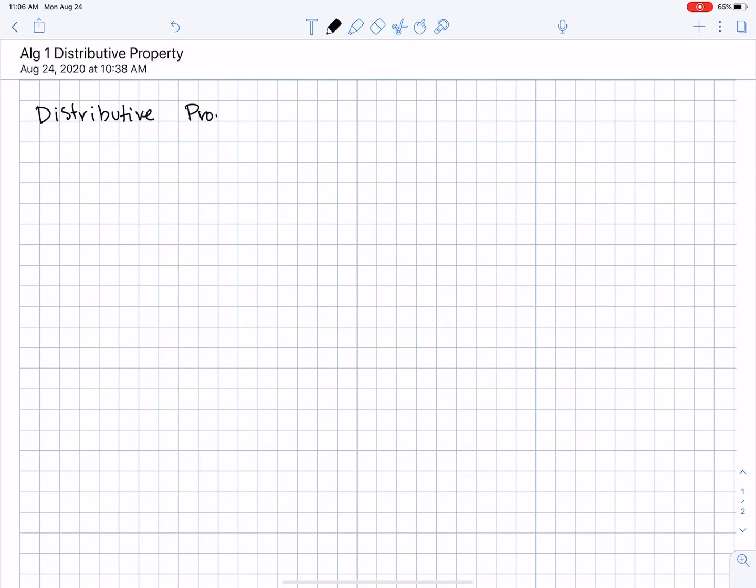Property. And some of you might already know the distributive property, but it's used all the time, so we definitely want to review it. And of course, combining like terms. So this one is just a quick review.